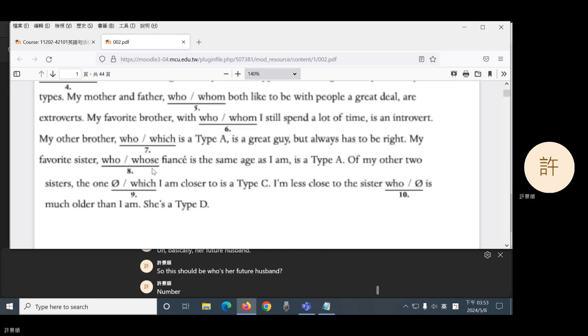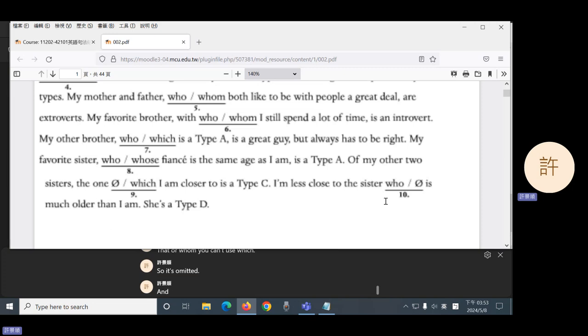Number nine, this should be an empty set. The one, right? There's only one. So it has to be that. And because you don't have that, you can't use which. It must be omitted. I am closer to that or whom. You can't use which. So it's omitted.